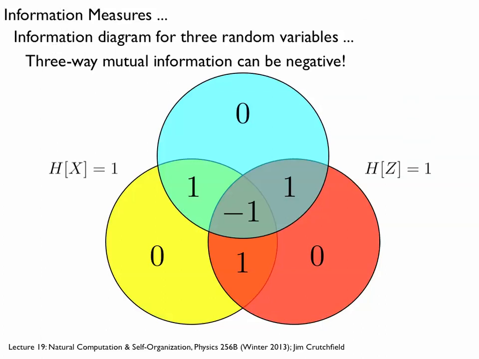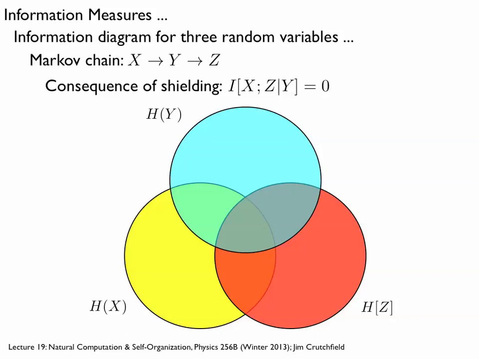Okay, now just to exercise some of this, I mentioned just before a Markov chain. You remember a Markov chain is denoted X goes to Y goes to Z, and there's this notion of shielding. If I fix Y, Z and X are independent. We express that this way. The consequence is that the mutual information between X and Z, conditioned on Y, is 0. So the question: how does that change our general three-variable I diagram? Well, that's an atom. That's X and Z conditioned on Y. So that's this guy. That should be 0.